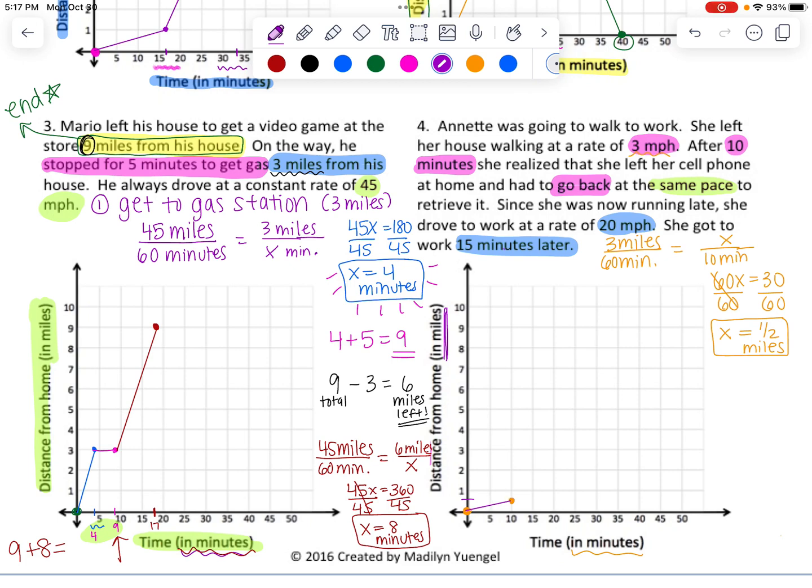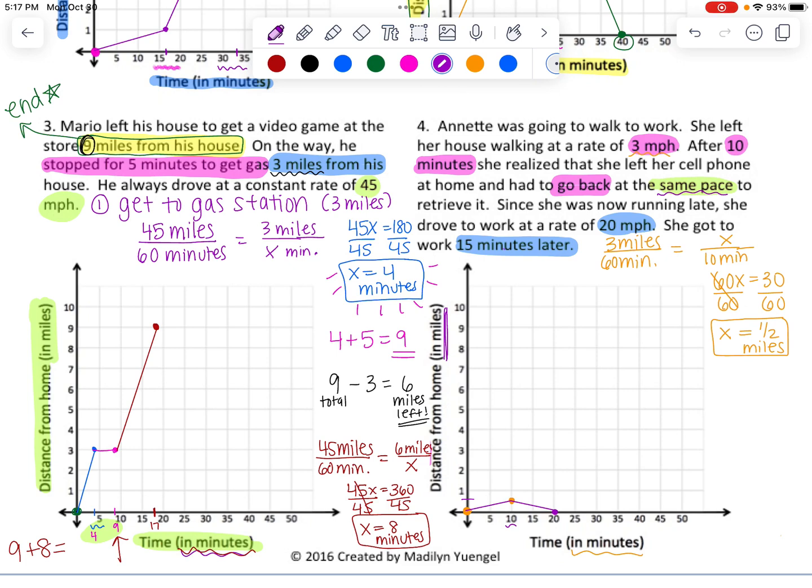Then she's going back home. Why is she going back home? Because she left her cell phone. So she's going back. It took her 10 minutes to get there. It's going to take her the same amount of time to go back because it says she's going at the same pace. So if we were at 10 minutes, after that is 20, and she's back home, which is being represented by the point being on the x-axis.